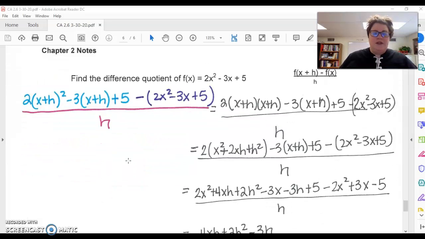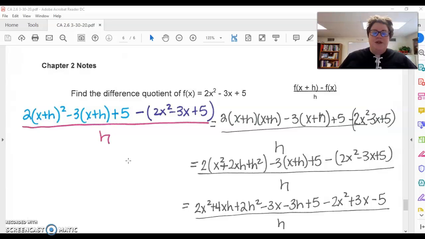Okay, and then the last one, you have 2x squared minus 3x plus 5. So again, everywhere there's an x, you're putting in x plus h. So 2 times x plus h squared minus 3 times x plus h plus 5. And then minus, in purple, you're subtracting your function. Okay, 2x squared minus 3x plus 5. And then all over h.